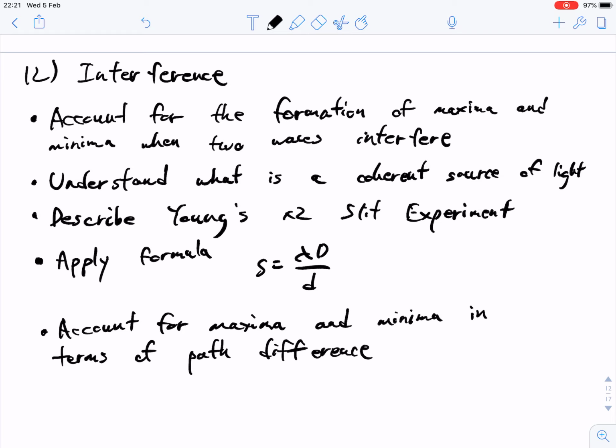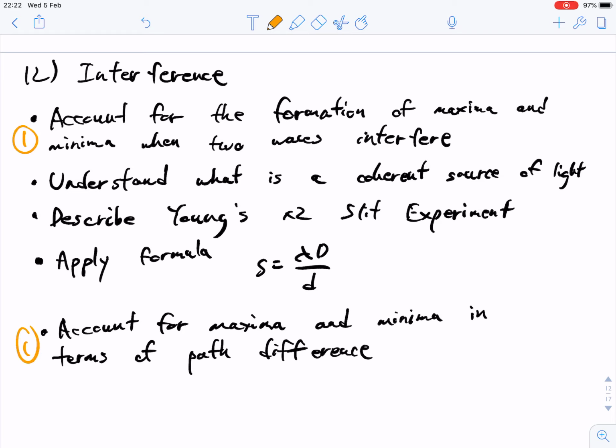Account for the formation of maxima and minima when two waves interfere. Understand what is a coherent source of light. Describe Young's double slit experiment. Apply Young's double slit experiment formula, S equals lambda big D over little d, and account for maxima and minima in terms of path difference. So let's begin. We're going to look at these two things right away.